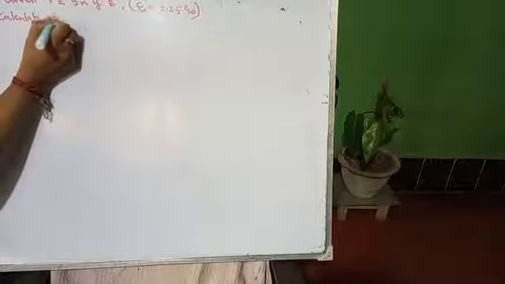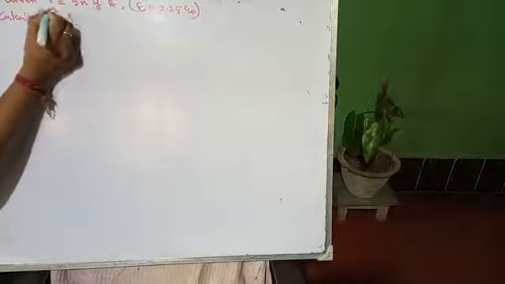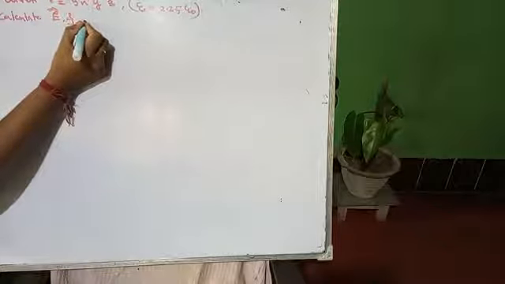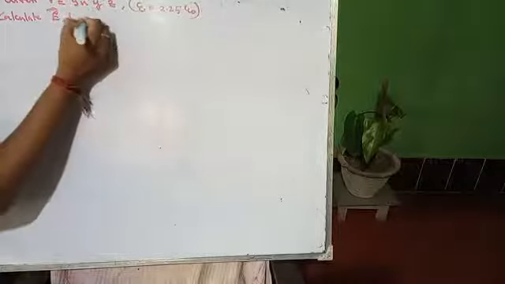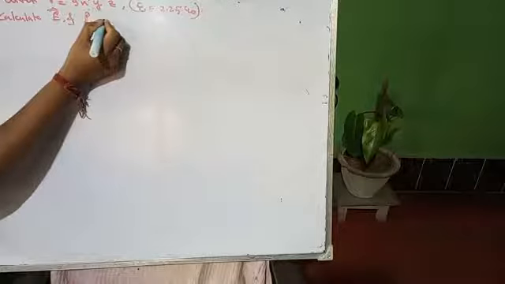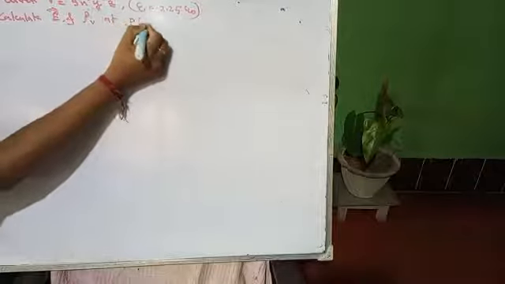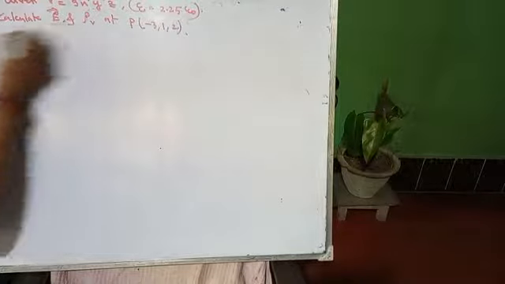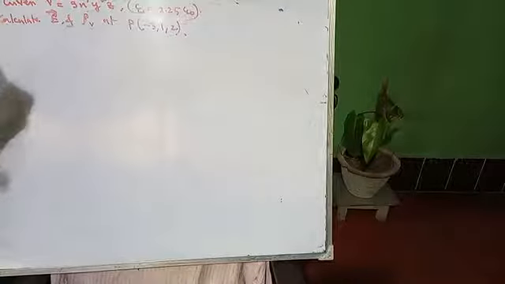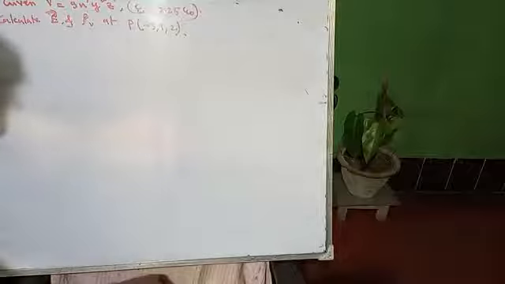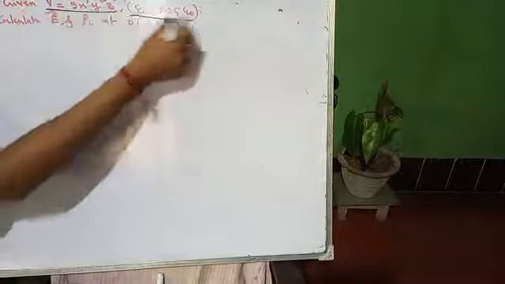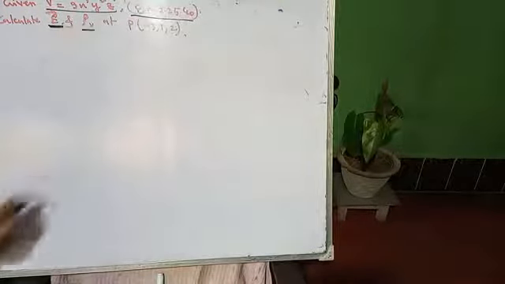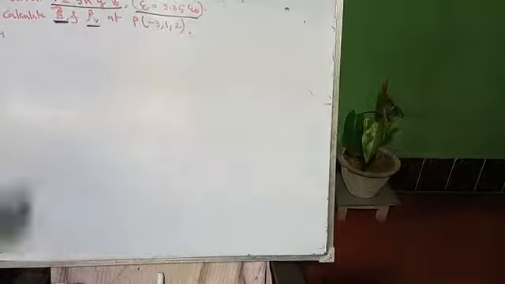Calculate the electric field intensity E vector and the volume charge density rho v at point P equals (-3, 1, 2). So you are given this potential and epsilon, and you have to find E and rho v. First, you have to find the E intensity.